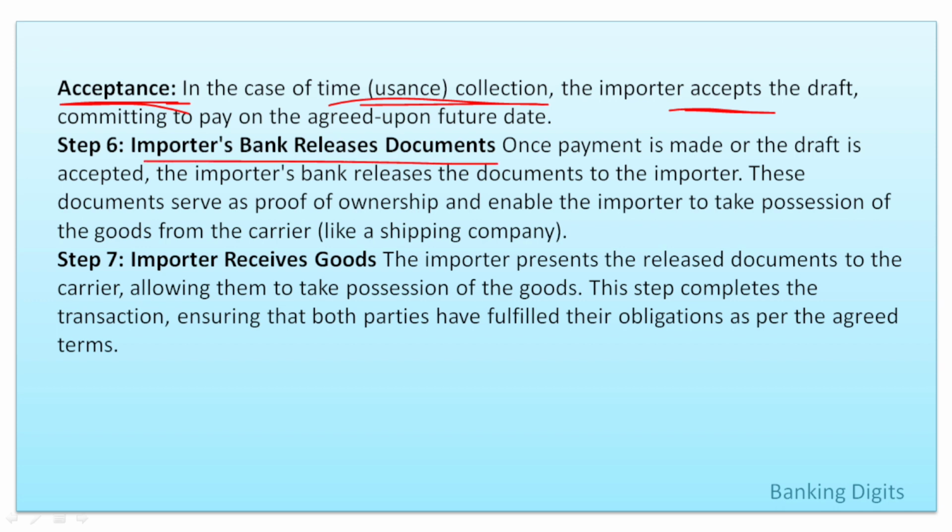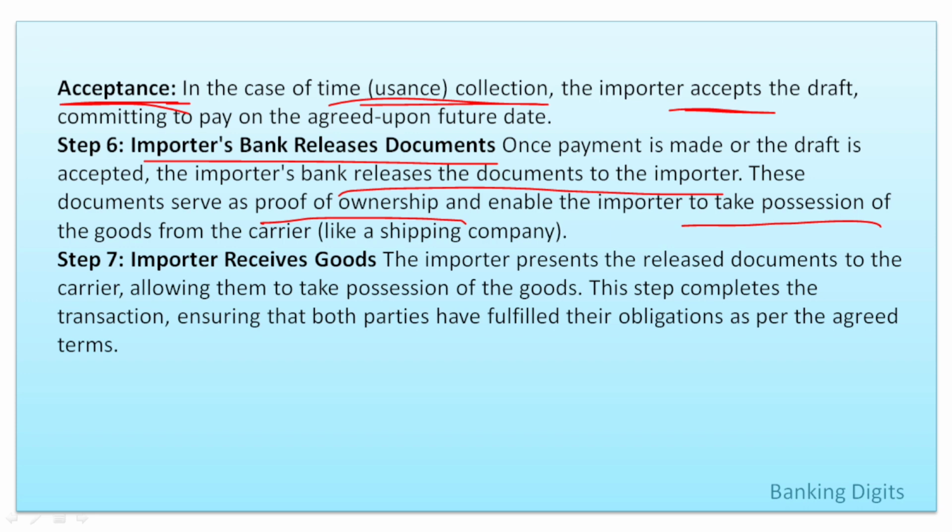Now step 6, importer's bank releases documents. So once payment is made or draft is accepted, the importer bank releases the documents to the importer. These documents serve as a proof of ownership and enable the importer to take possession of the goods from the carrier like a shipping company.